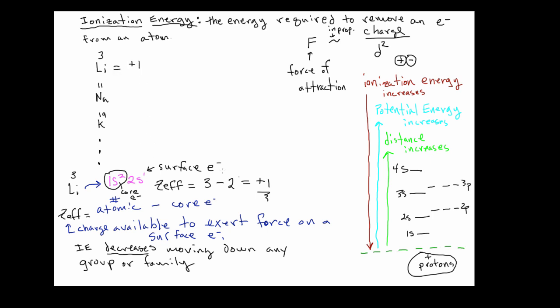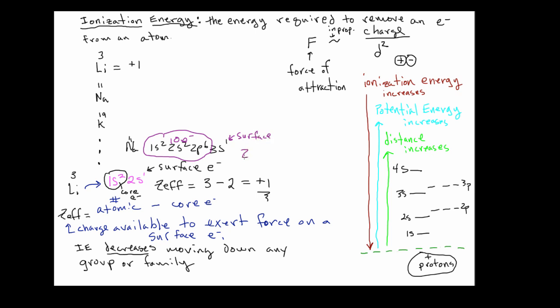Now let's take a look at sodium. Moving down the group, sodium is the next element underneath it, and sodium has an atomic number of 11. So the electron configuration for this will be 1s2, 2s2, 2p6, 3s1. And now here's the core, of which there are a total of 10 electrons. And again, this is our surface electron here.